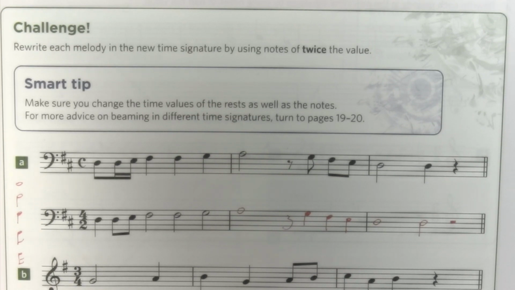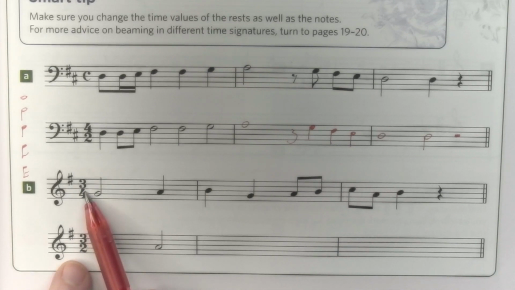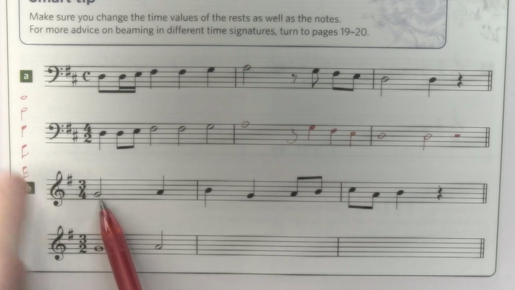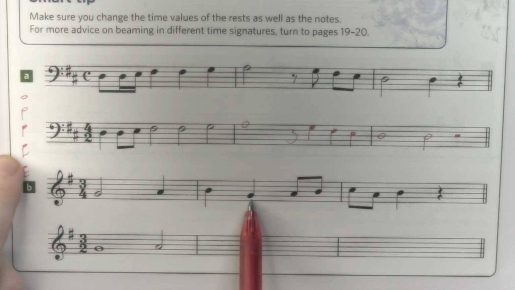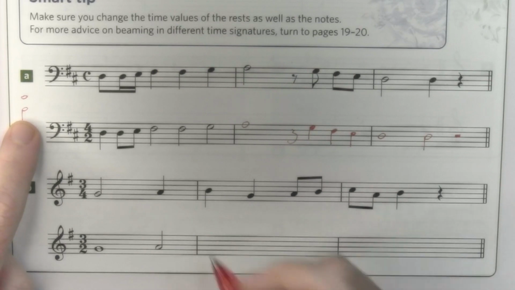Thank you very much. 3/4 should become 3/2, and here it is. Now this bar is correct. Minim, semibreve, and crotchet, minim. Now 2 crotchets would become 2 minims, keeping the pitch the same.